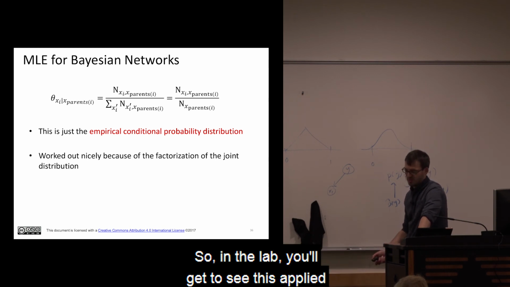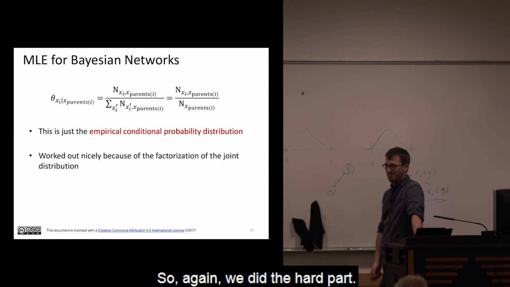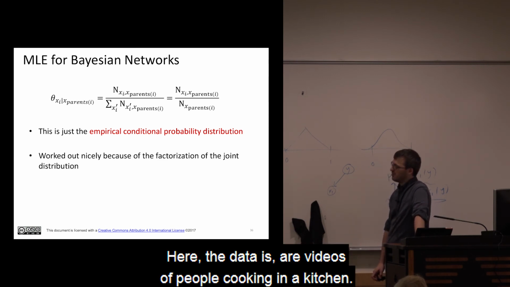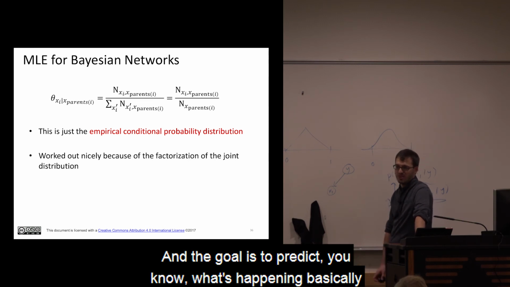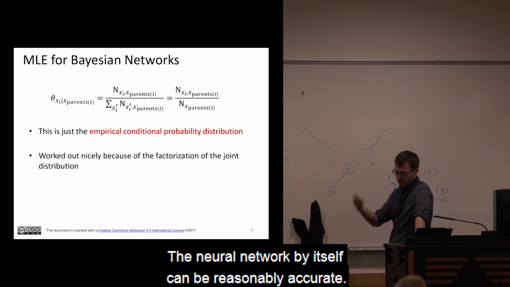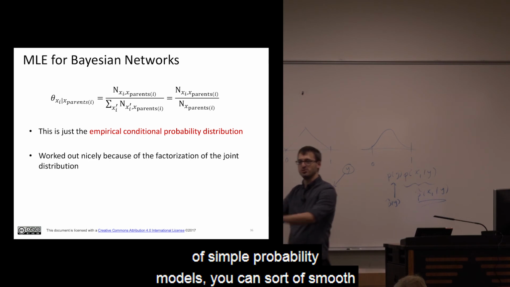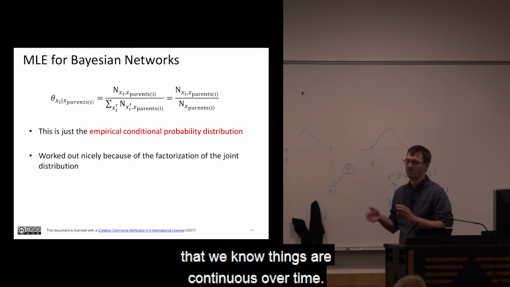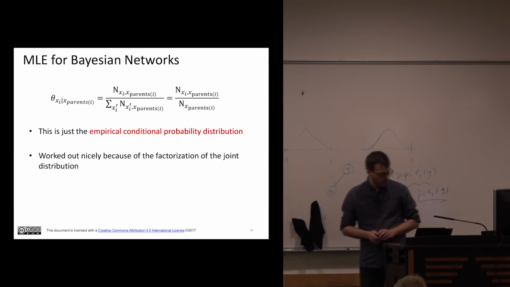So in the lab, you'll get to see this applied to an activity recognition task in video. Again, we did the hard part. We fit some million parameter neural network to data. Here, the data are videos of people cooking in a kitchen, and the goal is to predict what's happening in each frame of the video. The neural network by itself can be reasonably accurate, but when you combine it with simple probability models, you can smooth out the behavior, right? We can take advantage of the fact that we know things are continuous over time. So you get to play around with that a little bit in the lab. Okay.